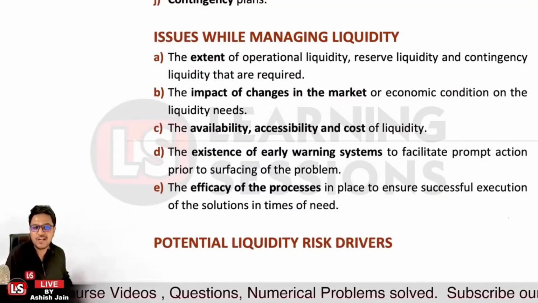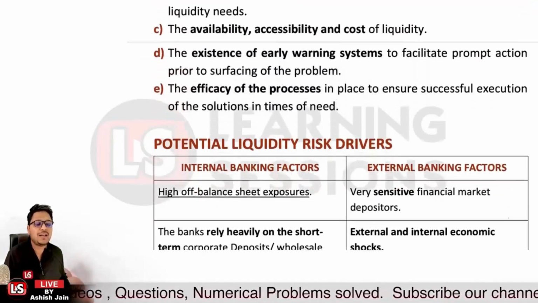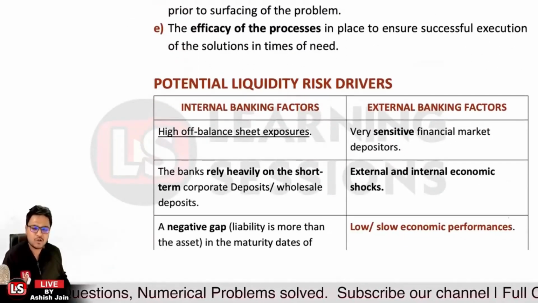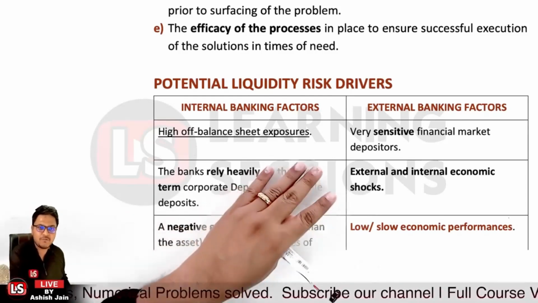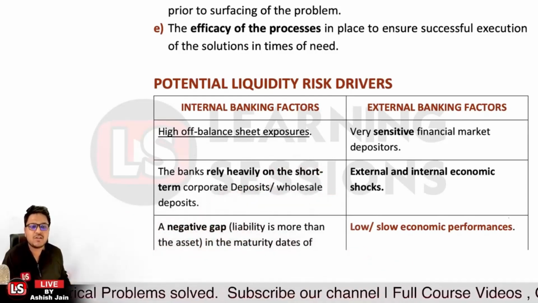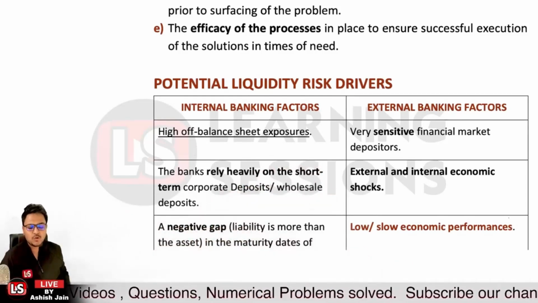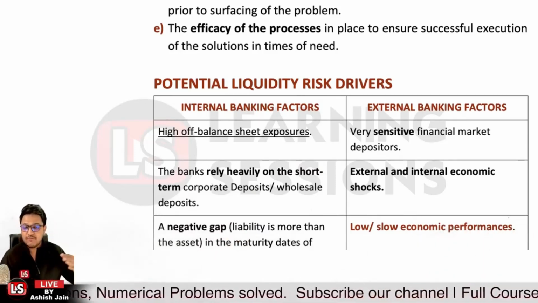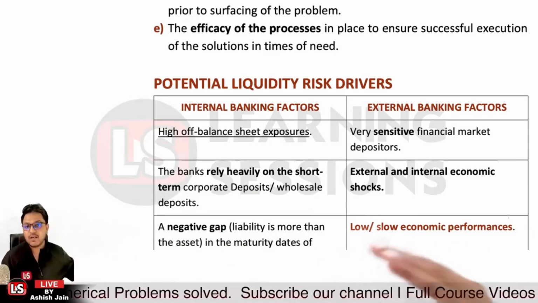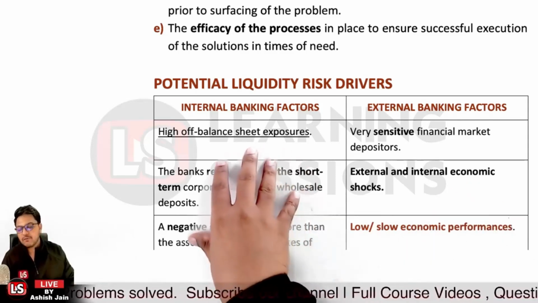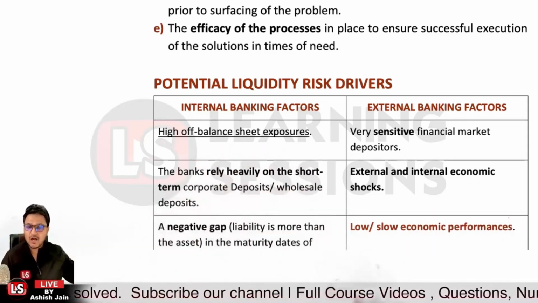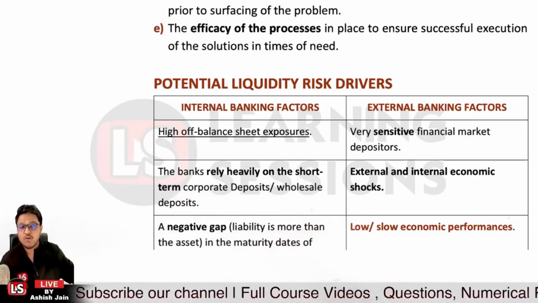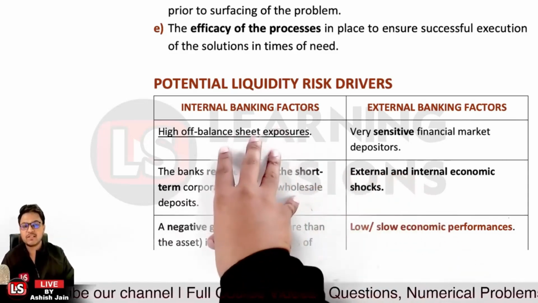Okay, then further it's related to the potential liquidity drivers. Now there are two factors that we are going to consider. First of all, the internal banking factors, and the second one, the external banking factors. There can be internal factors and external factors which signify that definitely liquidity risk can be there. Like if you have a very high number of off balance sheet exposure items, definitely it's an internal factor.